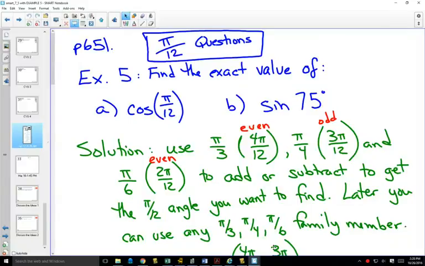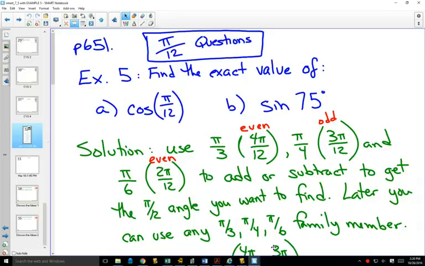One of the applications of the sum and difference identities that we've learned is we can now do pi over 12 questions. We can add that to our unit circle and we can figure out all the pi over 12 values without our calculator. The strategy for that is we're going to use values that we know already on our pi plate, like pi over 3, pi over 4, and pi over 6.